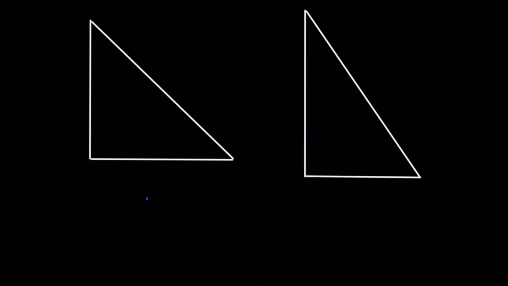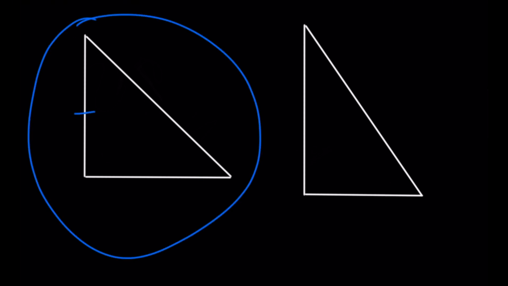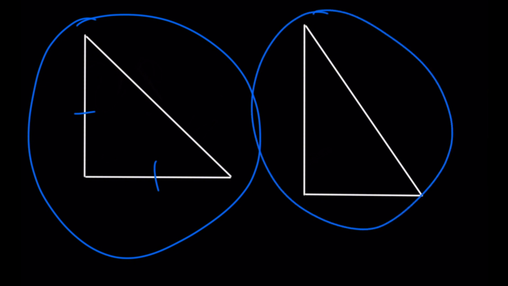Today we'll be talking about special right triangles. There are two kinds of special right triangles. This one is one and this one is one. As you can see, these two triangles are different based on their angles. This one would have two congruent sides, while this one would look like this and doesn't have any congruent sides.